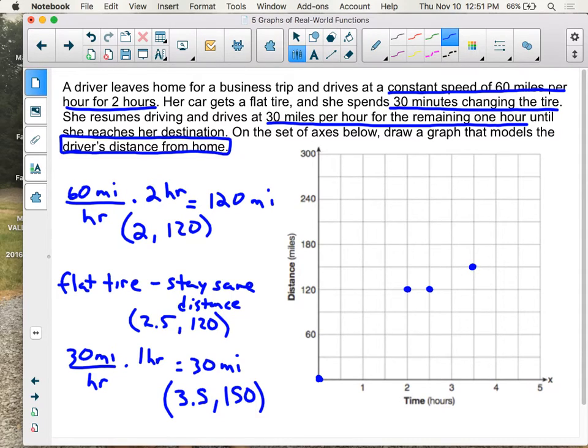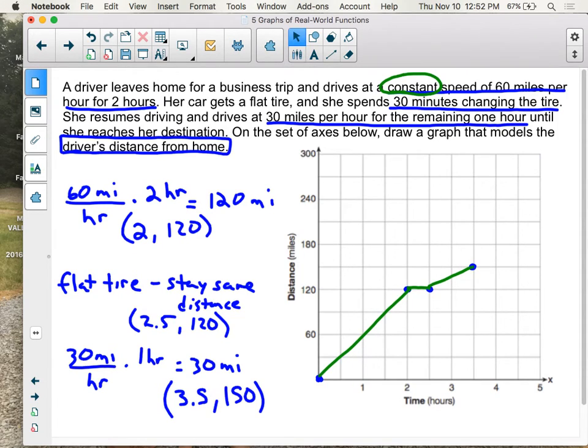So on the set of axes below, let's draw that graph. And again, notice that we talked on, highlighted in green a little bit. She's driving at a constant speed for the first 2 hours. So here's our constant speed. Then you get a flat tire. Well, your distance isn't doing anything. And then we're going to drive 30 miles an hour for the remaining hour. Let's make that assumption that we are driving at another constant speed. So this graph would represent the driver's distance at any time from home.